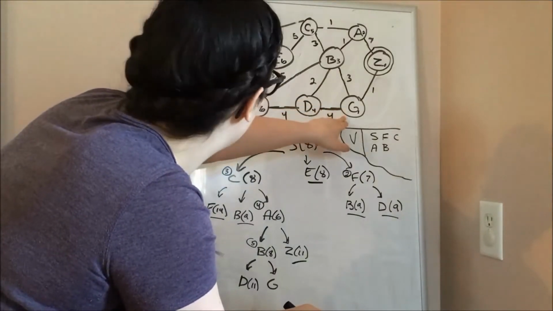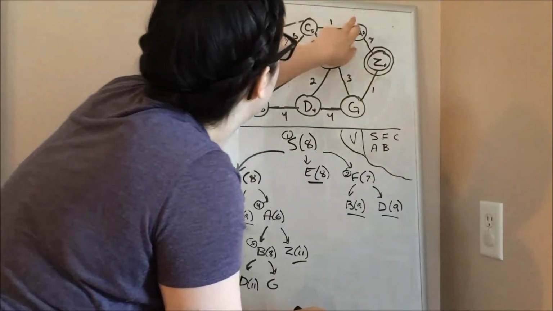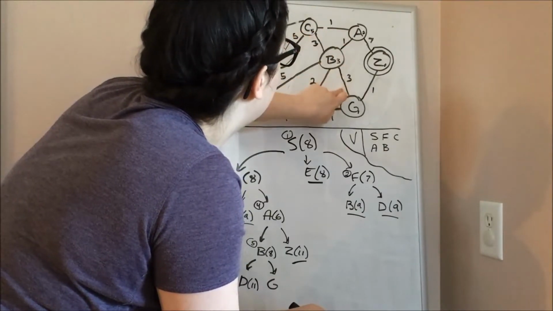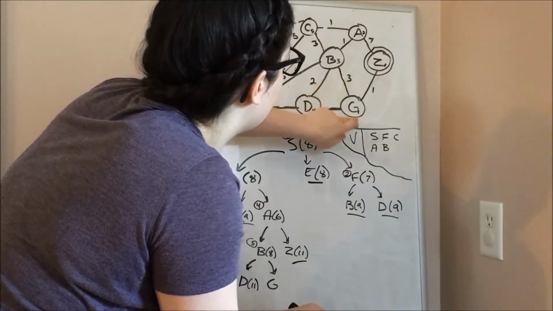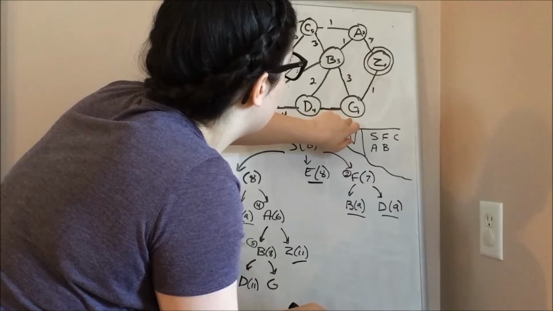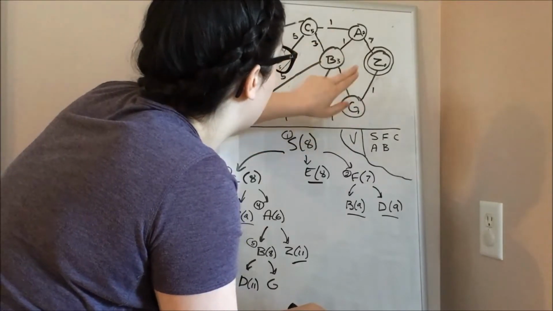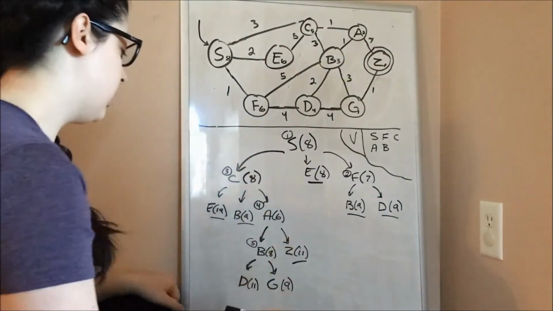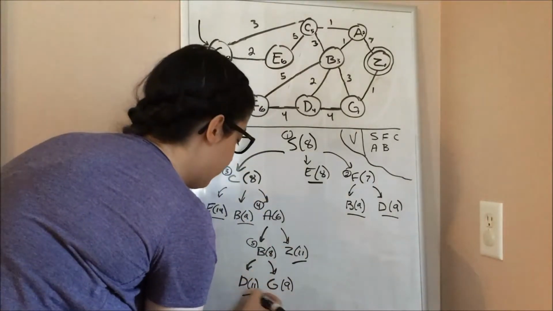And then if we go to G, we have 3 plus 1, which is 4, plus 1, which is 5, plus 3, which is 8, plus the value at G, which is 1. So that's 9. So G has a value of 9.